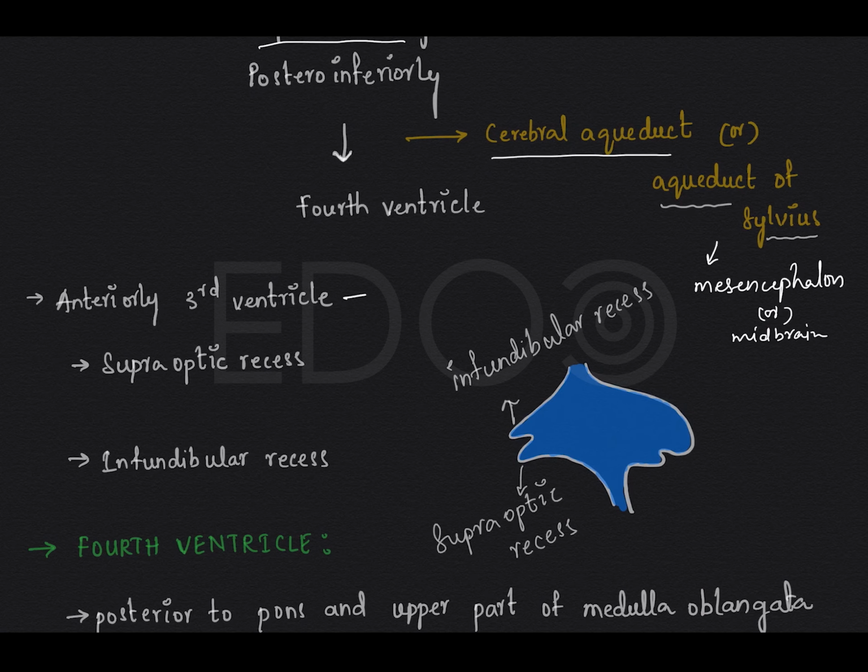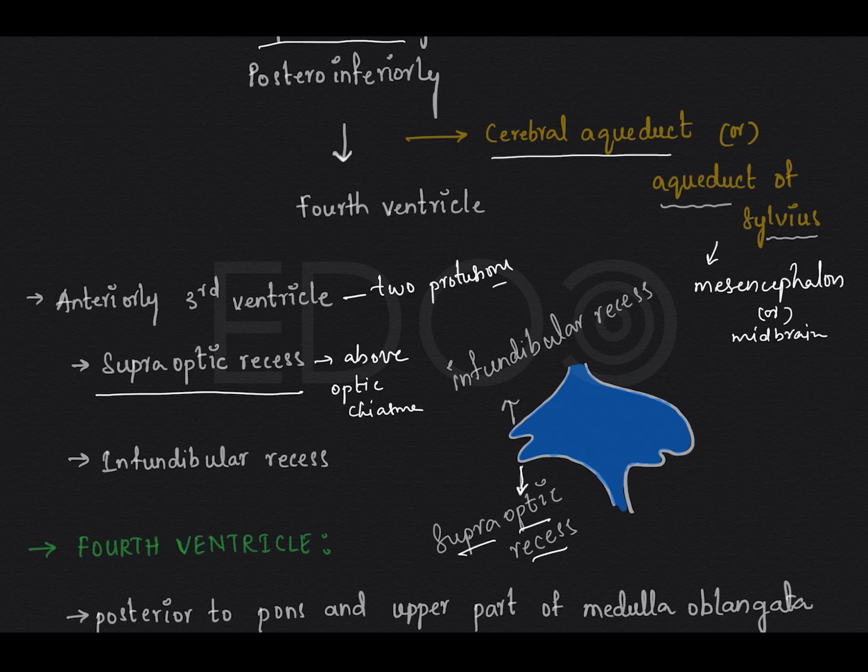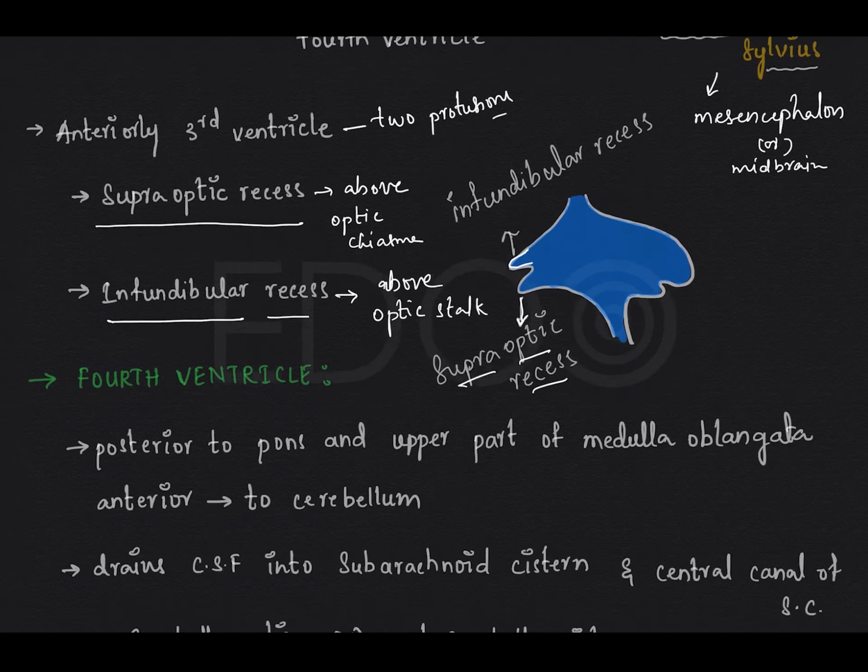Next, anteriorly, third ventricle have two protrusions. Namely, they are supraoptic recess, which is also called as chiasmatic recess or optic recess, lies above the optic chiasma. So here you can see the supraoptic recess. And then the second thing is that infundibular recess, which is above to optic stalk, and this is infundibular recess.